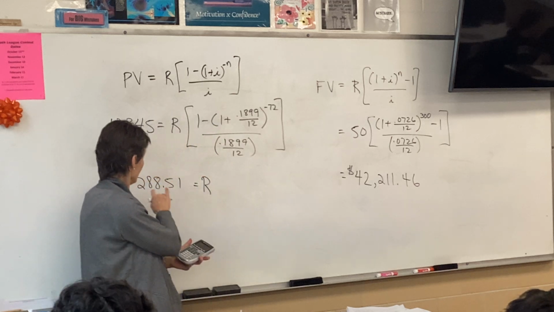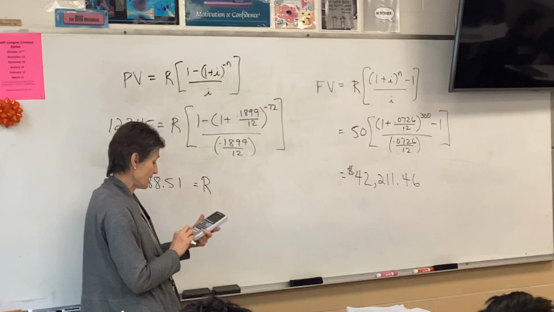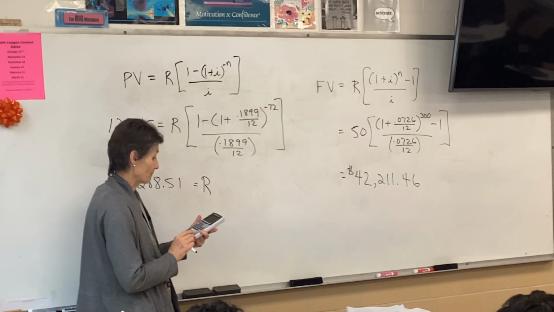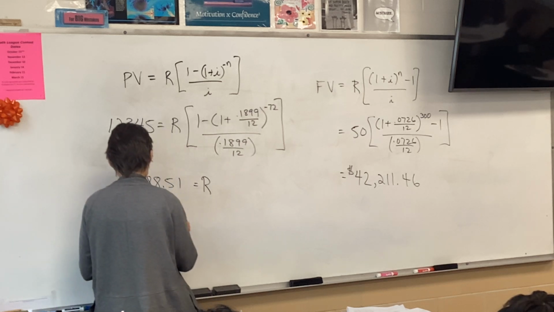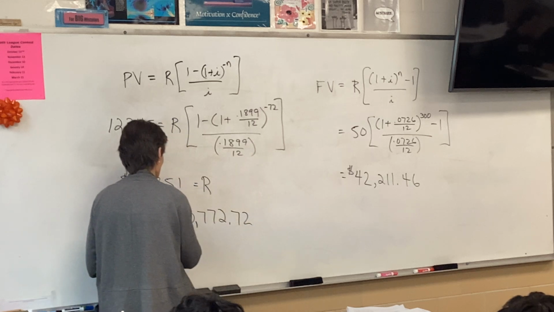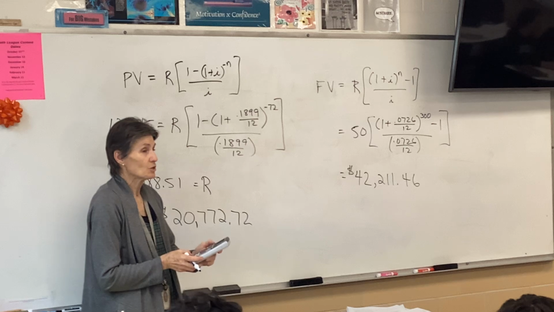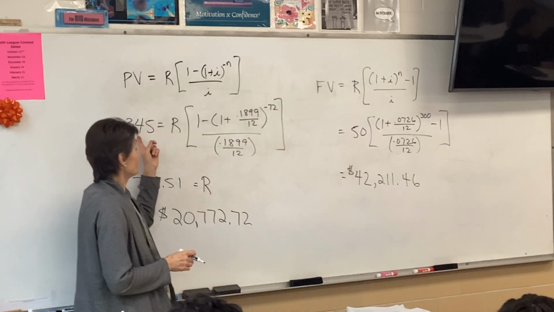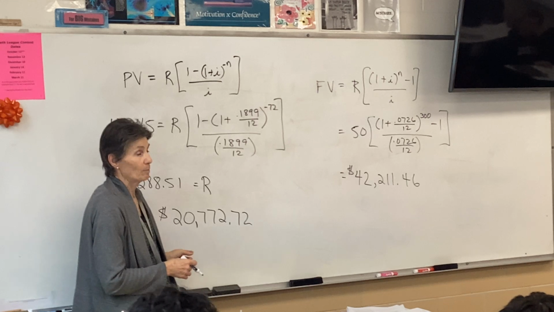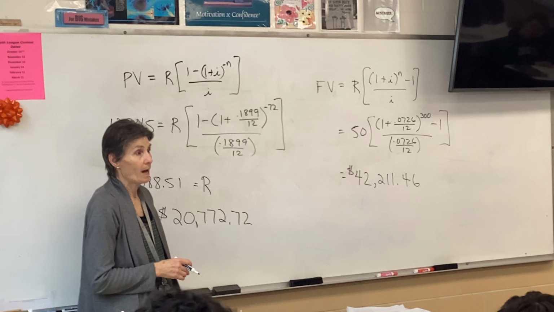Now, let's see how much he will have paid by the time he's done. So 288.51 times 72. He will have paid $20,772.72 on an initial expenditure of 12,000. Look at that, almost double, not quite. Today it would be an extra 12%.